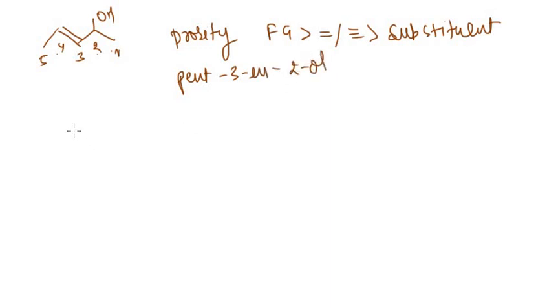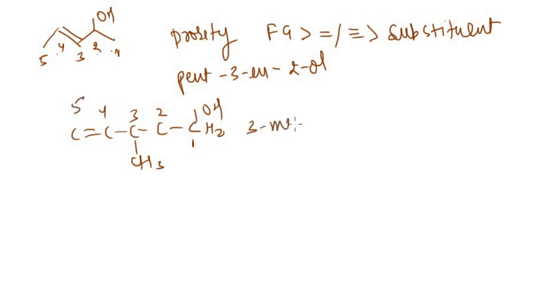Now if we give it a name, like C double bond C, carbon, CH2OH and single bond CH3. 1, 2, 3, 4, 5. 3-methyl pent-4-yn-1-ol.